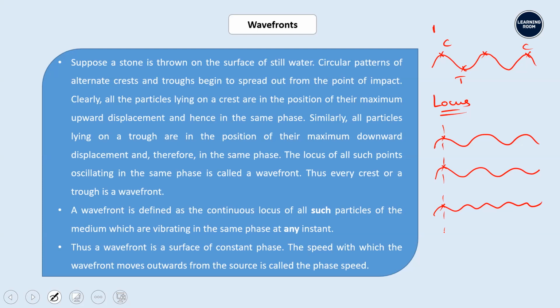As discussed, a wavefront is defined as a continuous locus of all such particles of the medium which are vibrating in the same phase at any given instant. Means at any point of time, if you are able to collect those particles and join them, then the shape that you obtain is what is called a wavefront. So basically wavefront is a shape, or to be more precise, I'll call it a surface. Wavefront is a surface of constant phase.